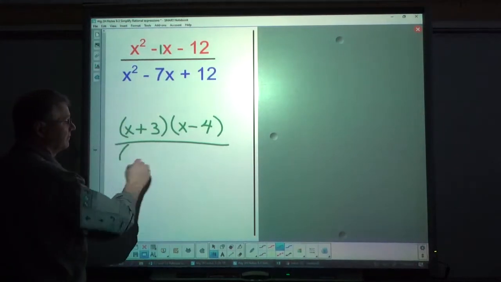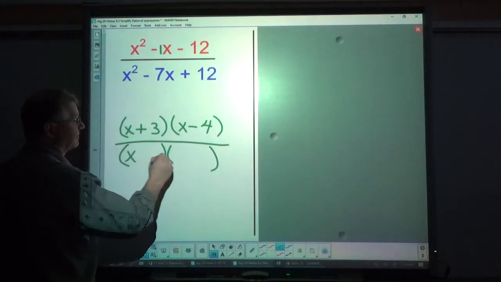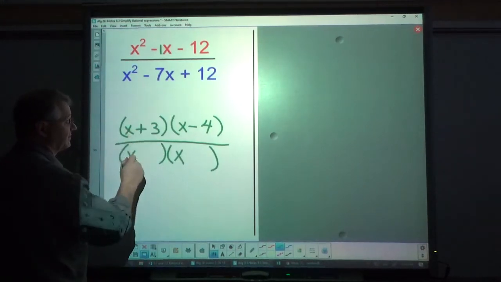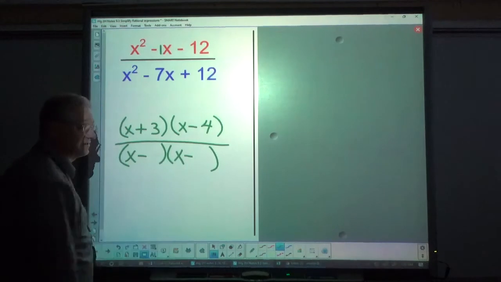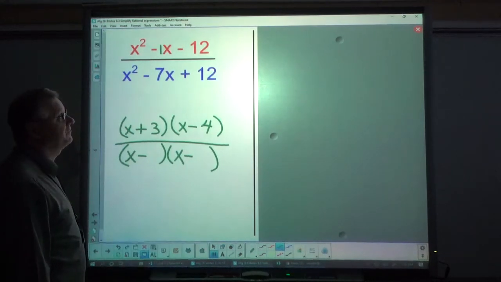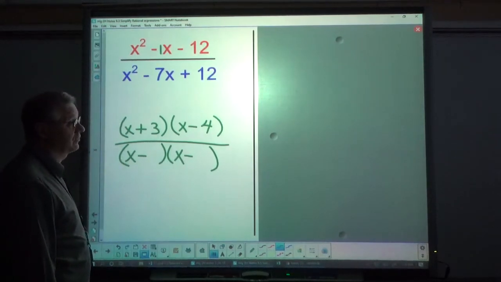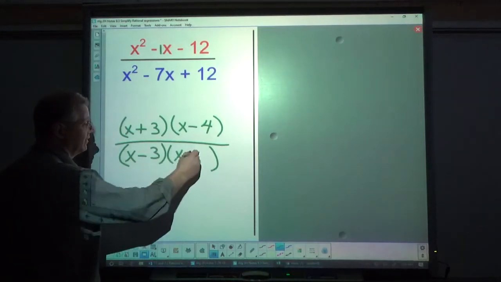Down here, x and x, signs minus plus gives me a minus and a minus here. Multiplies to 12 and adds to 7, 3 and 4.